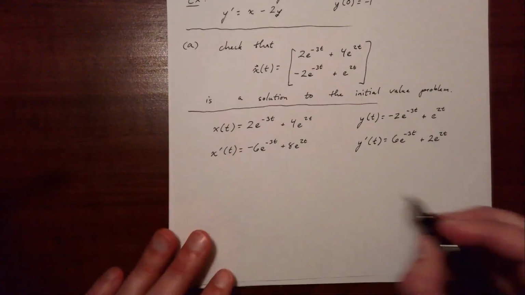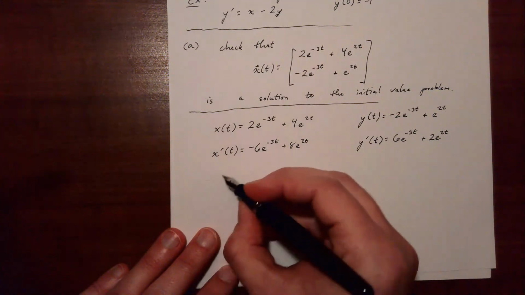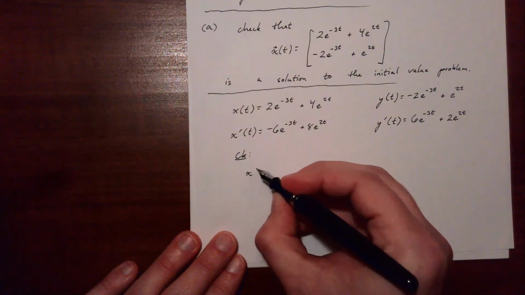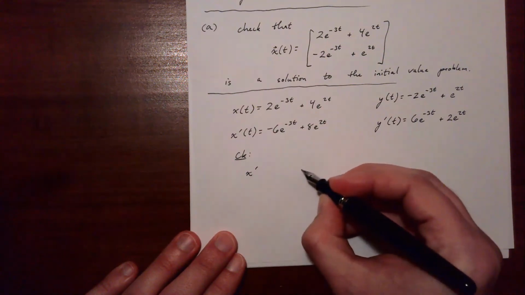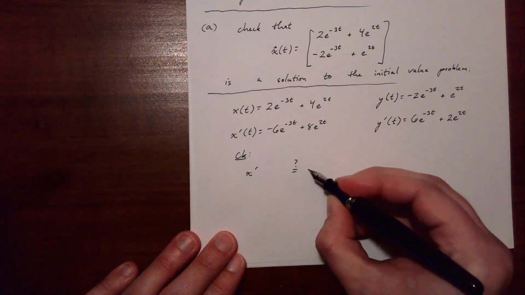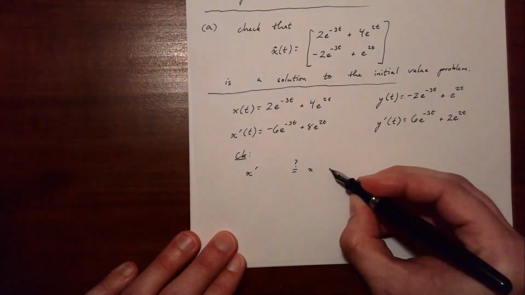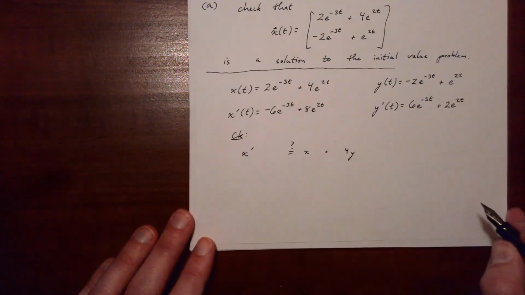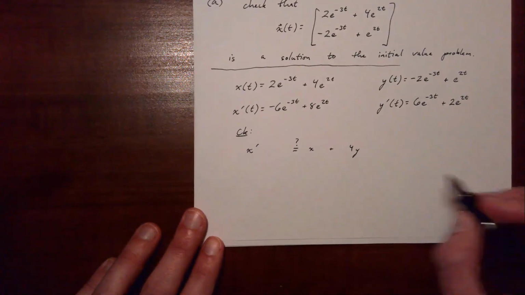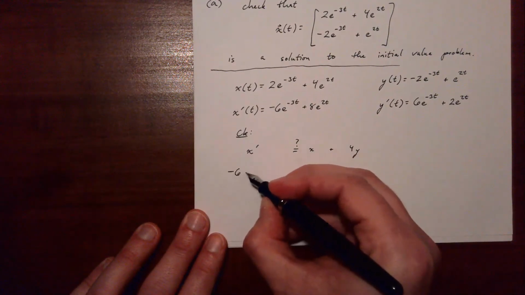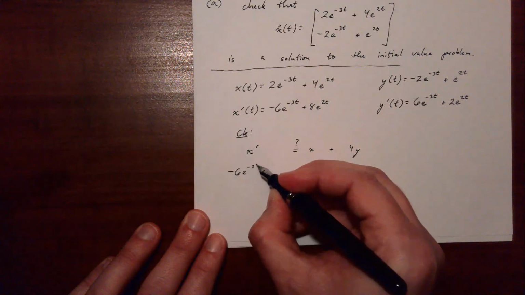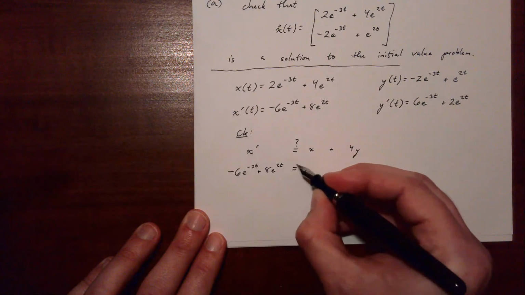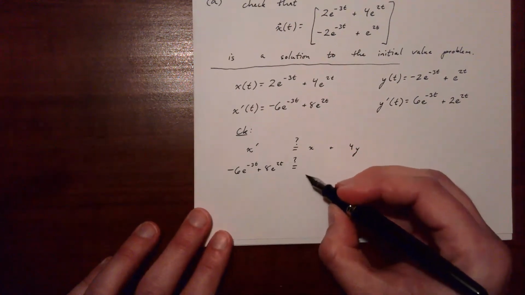Okay, so now to check the differential equation, the question is x prime equal to x plus 4y? Well, we'll just put all of these pieces into their appropriate spots and see if they all work out. So negative 6 e to the negative 3t plus 8 e to the 2t. The question is, is this the same as the formula for x?